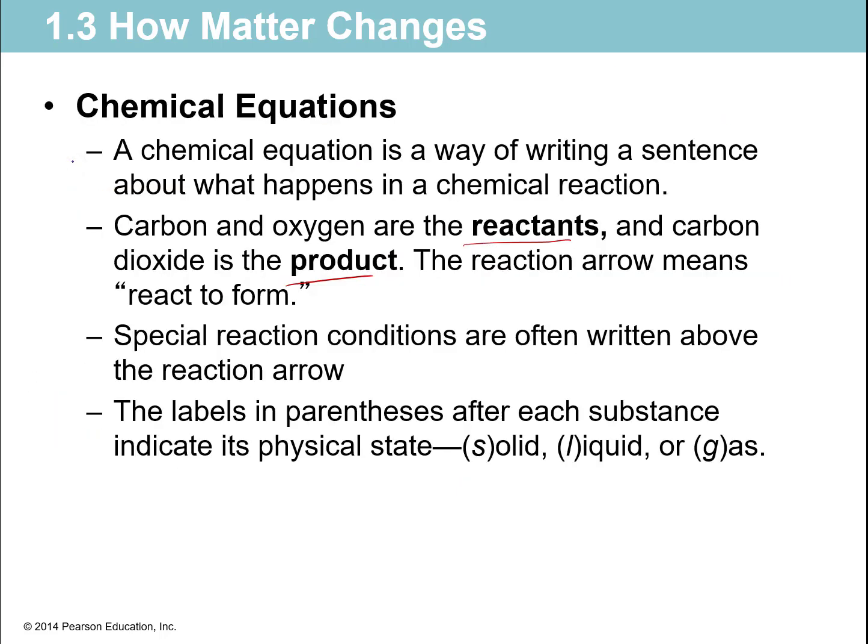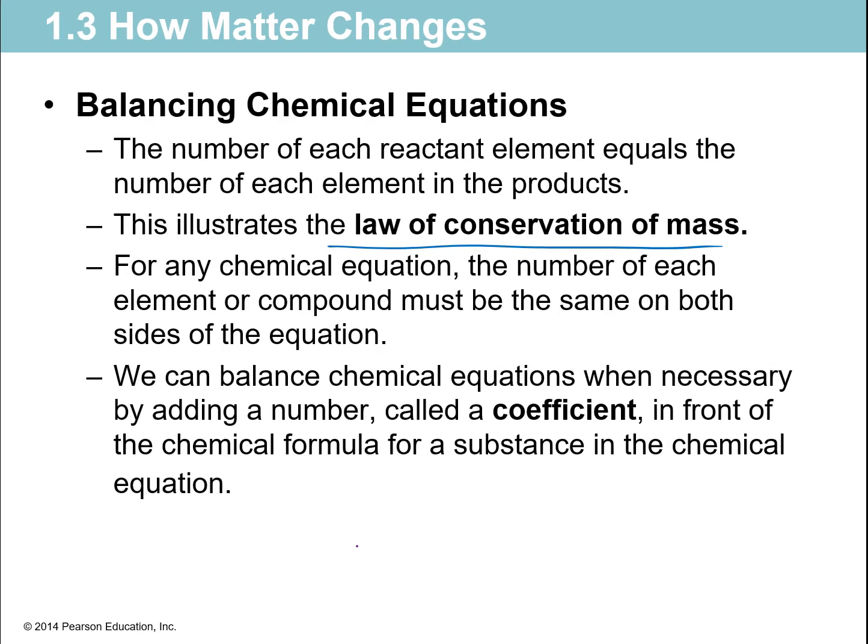Okay, so next, the rule is we have to make sure that the total number of atoms on both sides of a reaction are the same. So this leads us into balancing equations. The law of conservation of mass says the number of each atom on both sides of the reaction has to be the same. We can't just make or lose any atoms in a reaction.